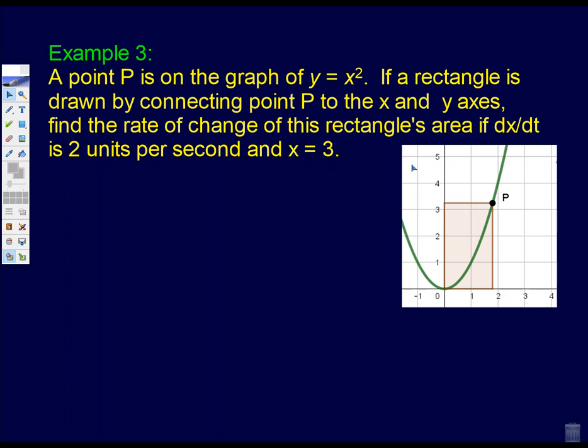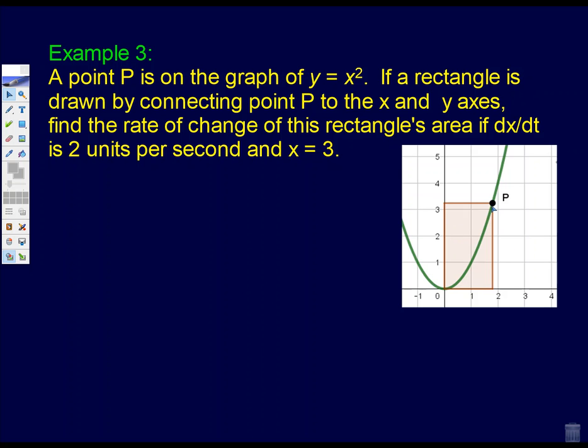I've got a graph of a function. I'm going to tell you the equation of that function is y equals x squared. Now imagine me putting a point on the graph in the first quadrant and then drawing a rectangle by just drawing a horizontal line until I get to the y-axis and a vertical line until I get to the x-axis, and then just connecting the other two sides to the origin. And so that leaves me with this shaded rectangle here.